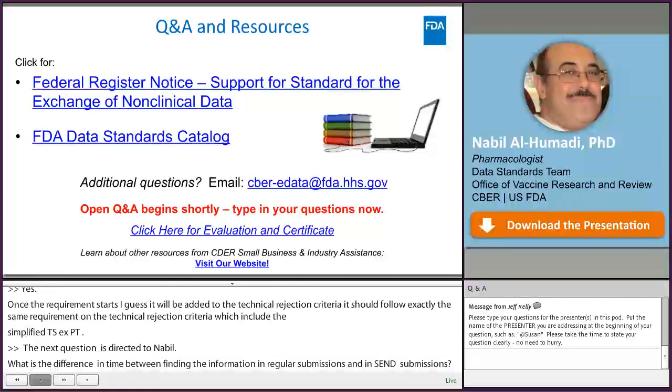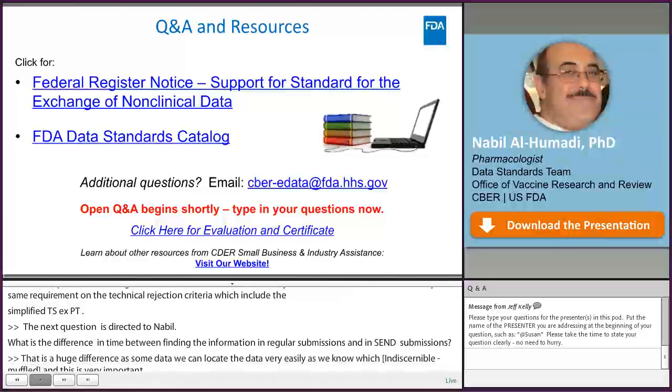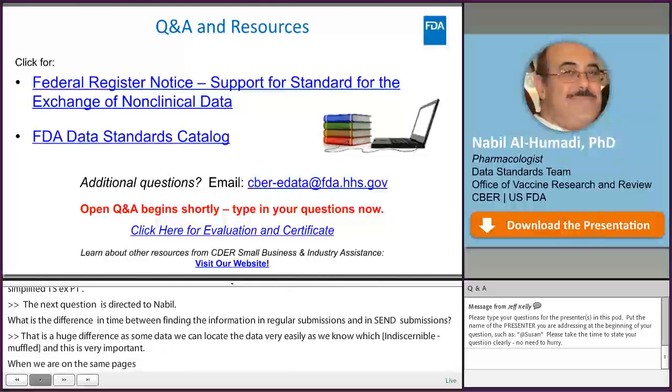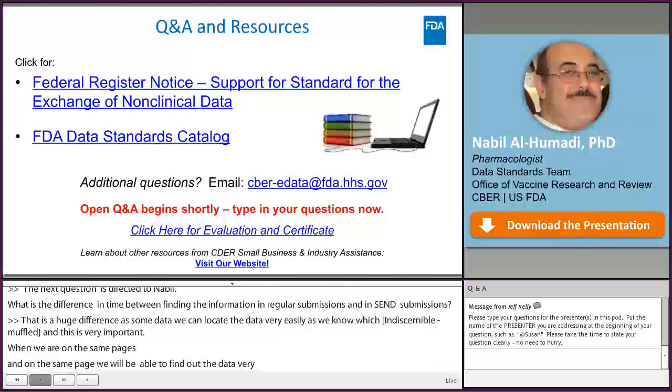There is a huge difference. With SEND data, we can locate our data very easily as we know which module belongs to what data. And this is very important. When industry and the FDA are on the same page, then we will be able to find the data in very little time. And to tell you the truth, it might go down to one tenth of the time needed in a regular submission.